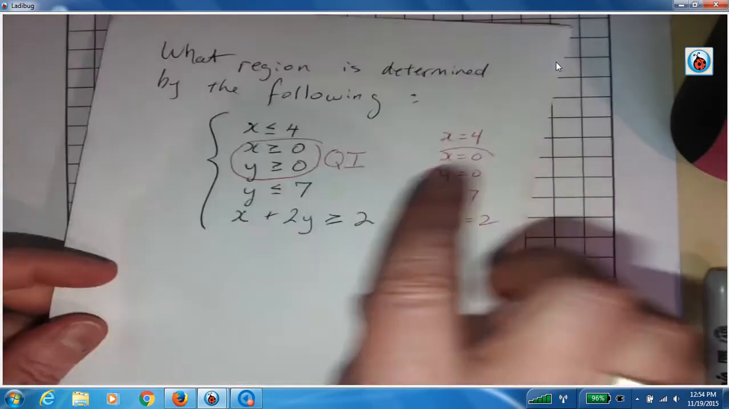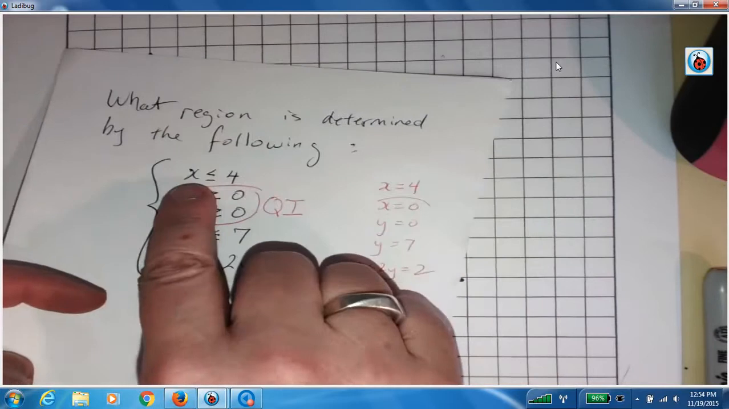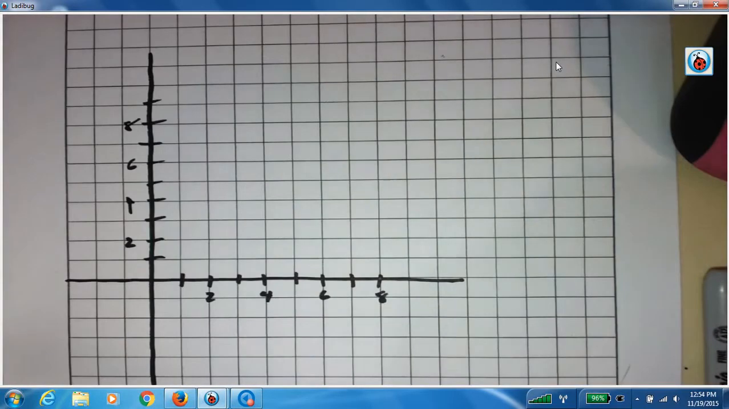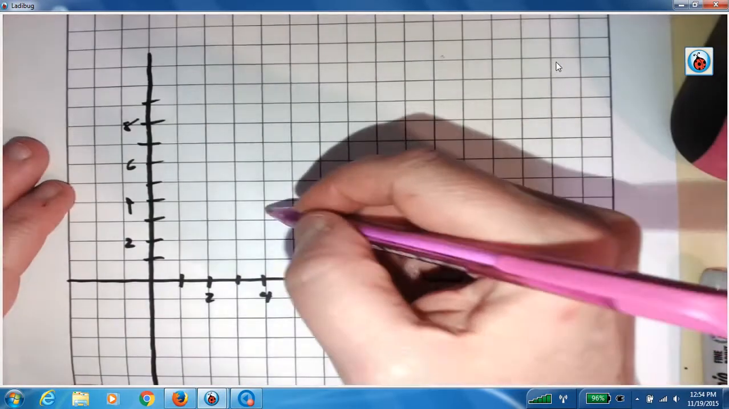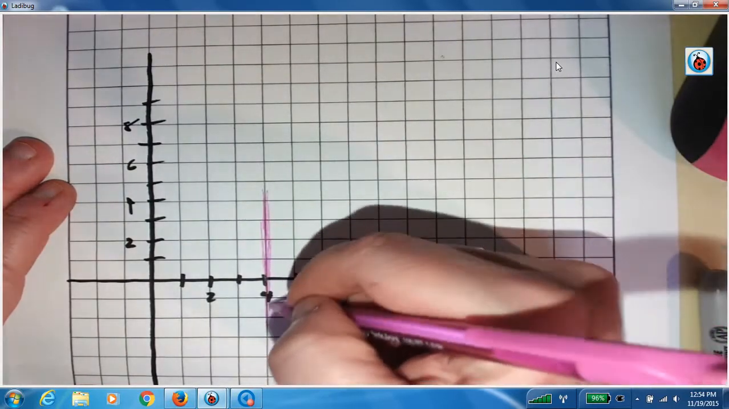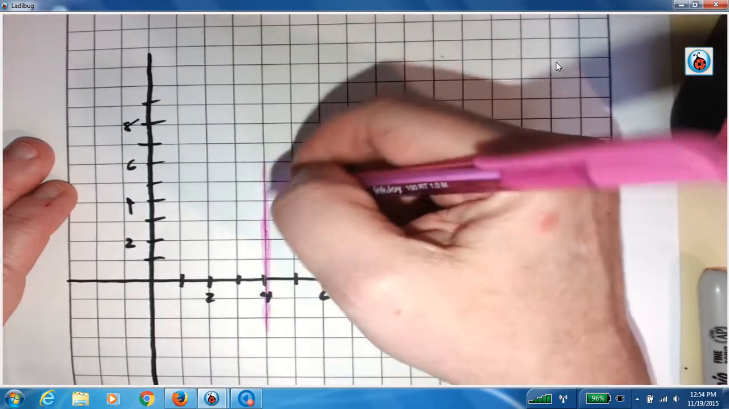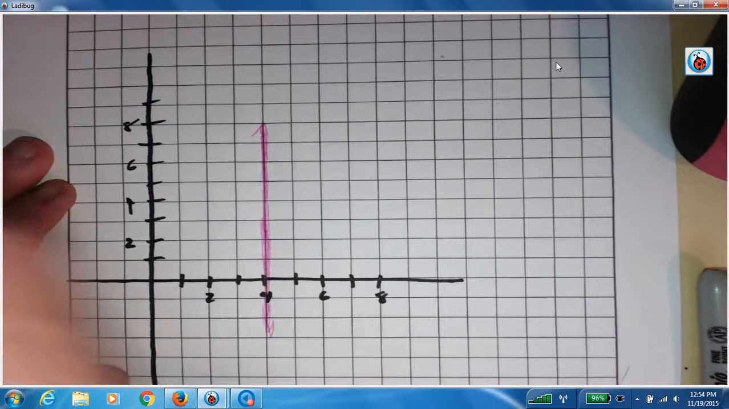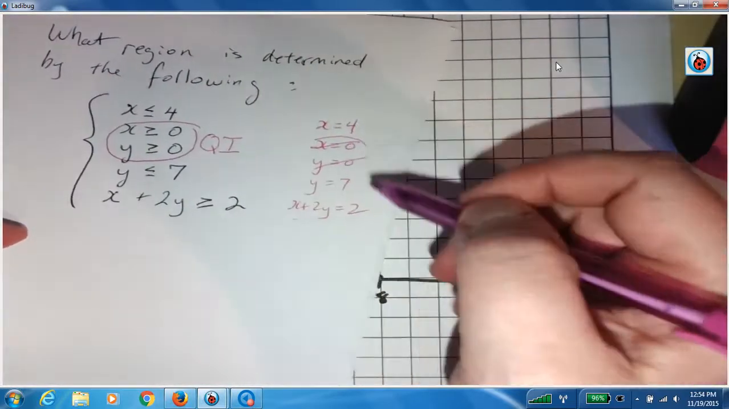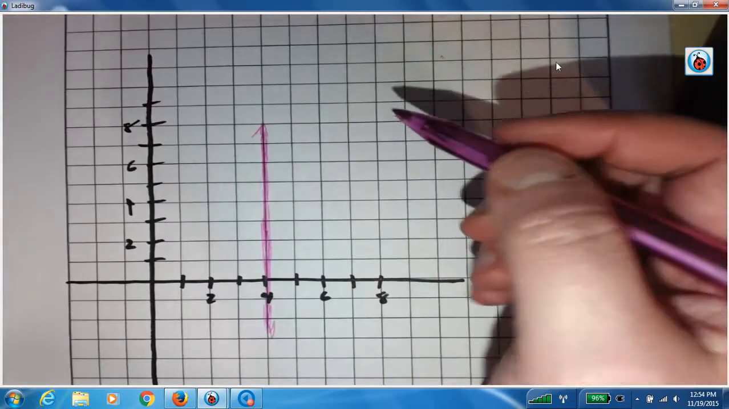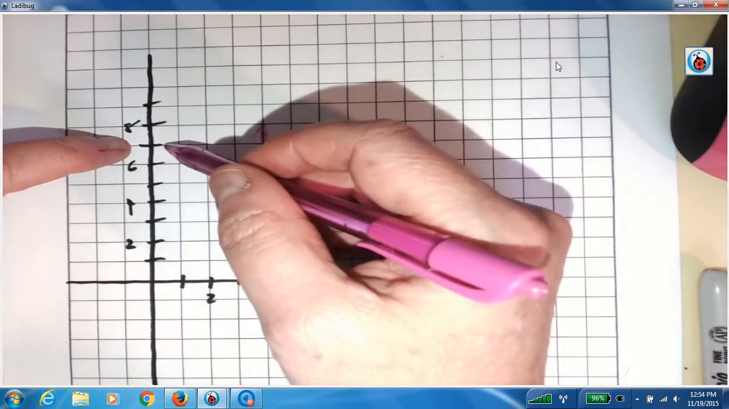So this tells me I'm only in quadrant 1. Okay, what does that look like? Well, that is a vertical line, x equals 4, and it goes through 4 on the x-axis. So I'm just going to draw that line in. Okay, so there's the line x equals 4. So I've taken care of those because I know it's going to be there. What does that line look like? y equals 7. That's a horizontal line that goes through 7 on the y-axis.